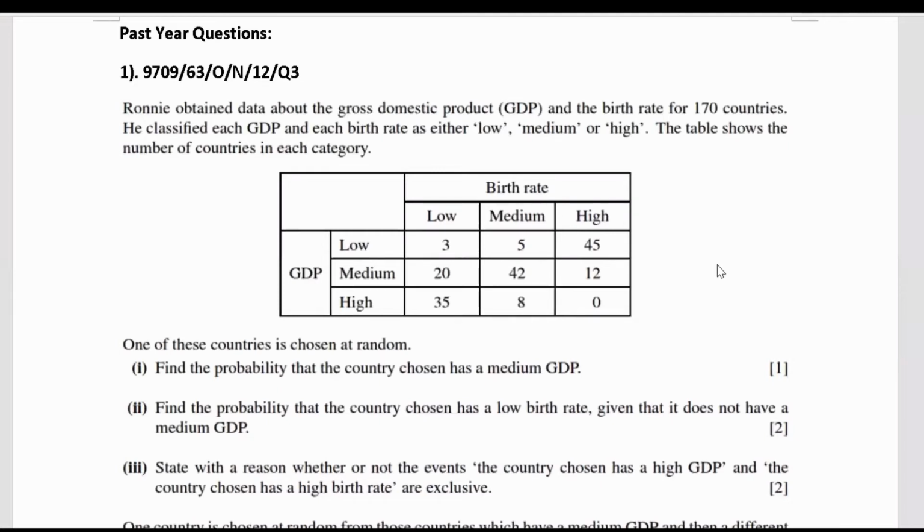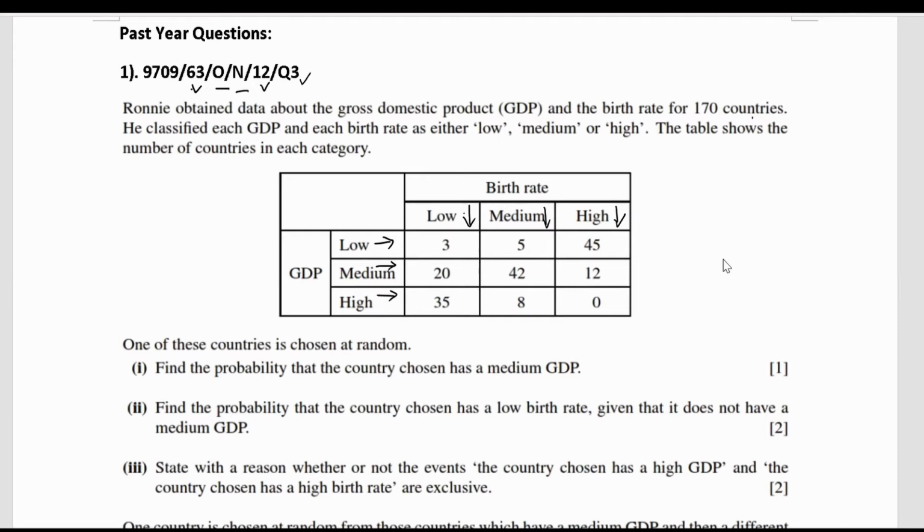This is the question, from October/November 2012, variant 63, question 3. Ronnie obtained data about the gross domestic product, GDP, and the birth rate for 170 countries. He classified each GDP and each birth rate as either low, medium, or high. The table shows the number of countries in each category. This is the two-way table that I mentioned before. So the columns will be the low, the median, and the high, and the rows will be the GDP: the low, the median, and the high.